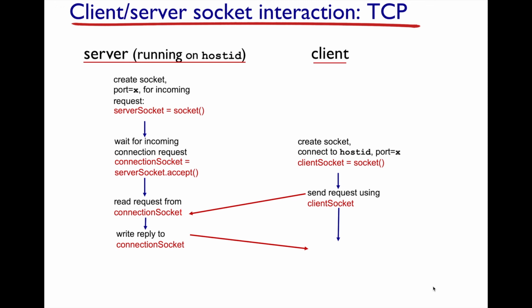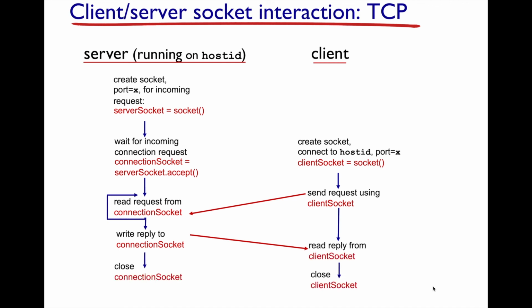If another client comes along and initiates a connection, a new connection socket instance is created. So typically in modern servers, you're going to have multi-threaded implementations where a unique thread is managing each connection socket between the server and the client that happened to initiate the request. So then the client writes to its client socket, sending data to the server. The server does some work and sends back a reply in the reverse direction by writing to the connection socket.